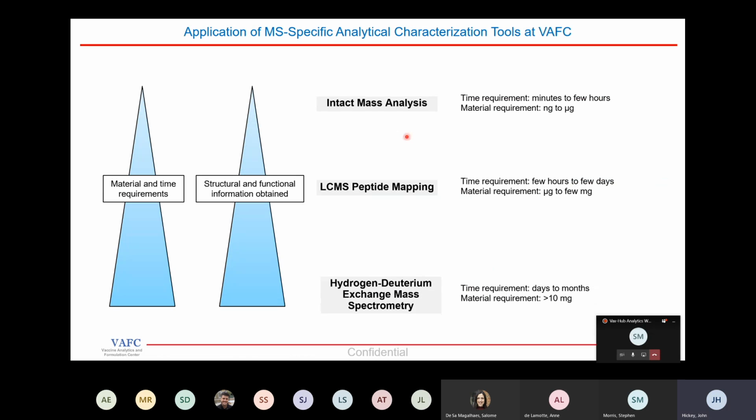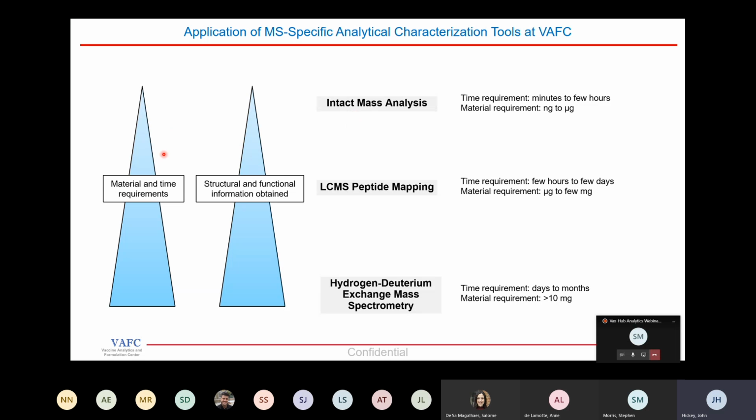So today I'm just going to be focusing on our mass spec capabilities. Primarily we use 3 different mass spec based techniques: intact mass, LC-MS peptide mapping, and hydrogen deuterium exchange mass spectrometry. So I'll have case studies in each of these 3 applications later on in the talk, but I just want to give a brief overview of the role of each of these, how complex they are, and what information you can get from each.